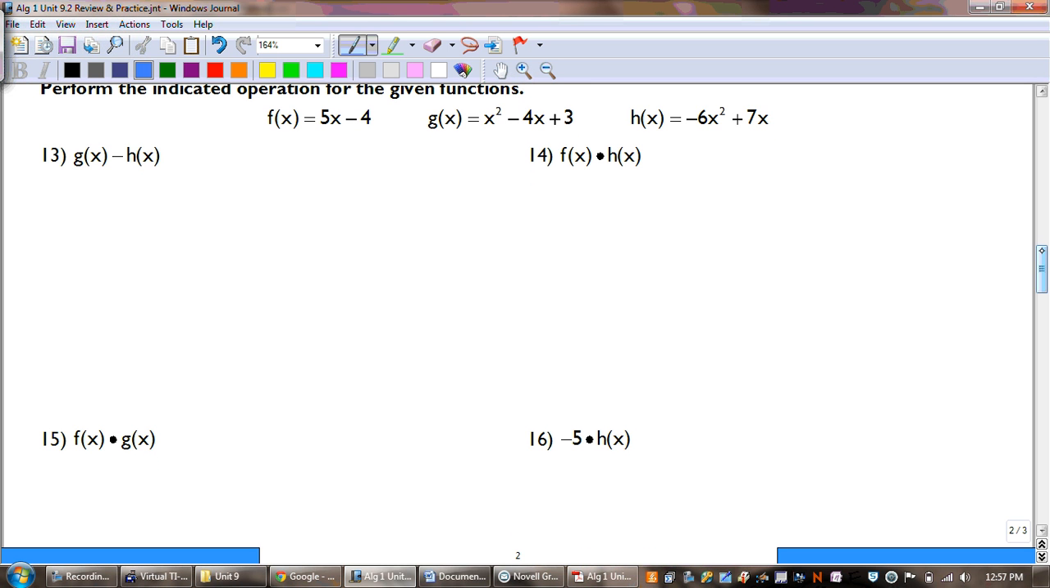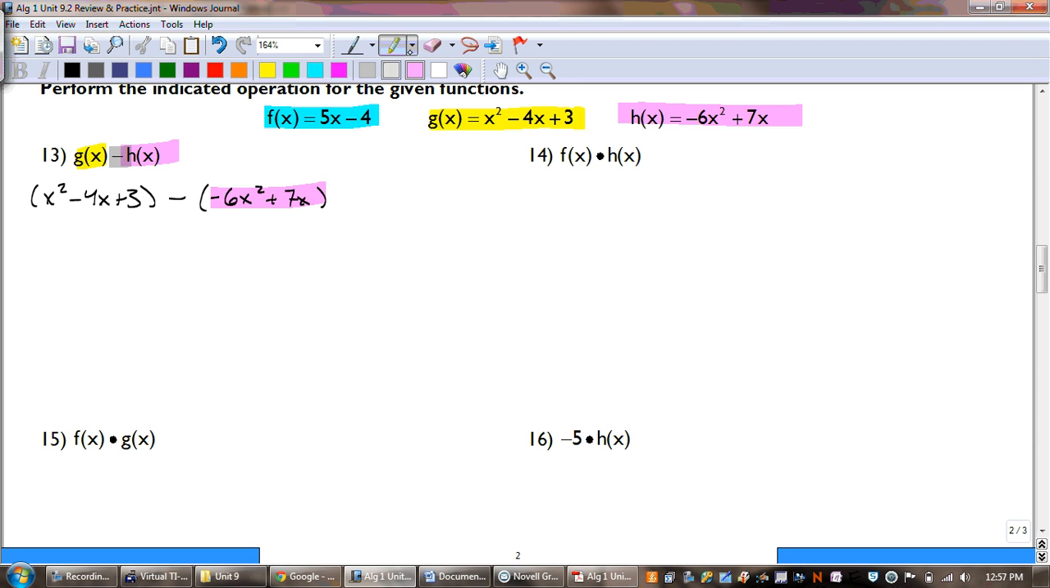So it's telling us to perform the indicated operation for the given functions. So let's see. We have 1, 2, 3 functions. Let's look at the first one. It's saying to do g of x minus, we got to pay attention to that, minus h of x. So the first thing we're going to do is, in parentheses, write down g of x, which is x squared minus 4x plus 3, and we're going to subtract that to negative 6x squared plus 7x.